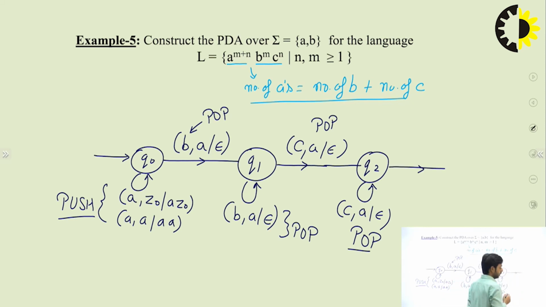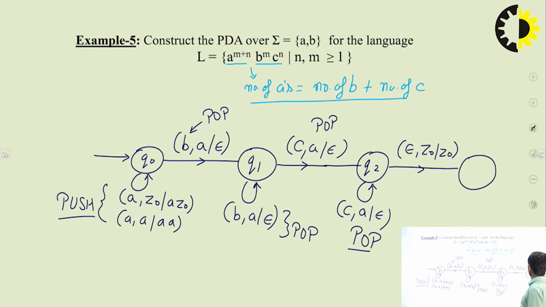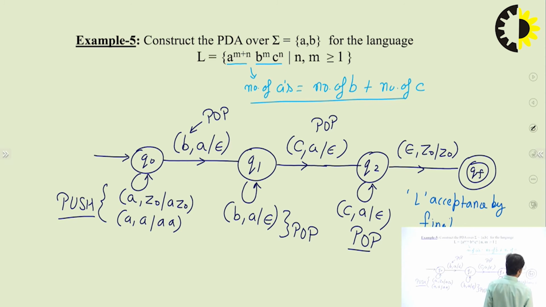Now, till now, corresponding to the number of A and B, all the A's will be over. So input is epsilon, top of the stack is Z0. We keep Z0 as it is and we will reach the final state. So this is the final PDA for the given language. Fine. So this is language acceptance by final state.